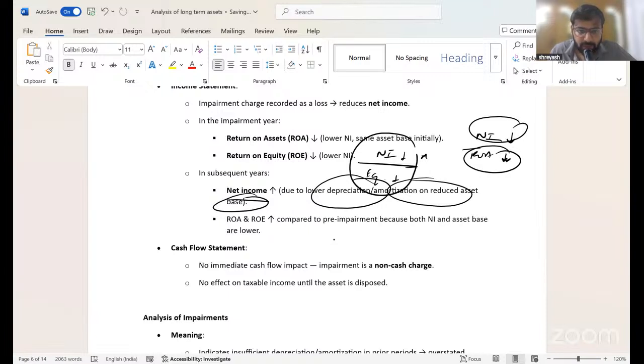And what happens to the cash flow statement? There is not going to be any immediate cash flow impact because impairment is a non-cash charge. If my asset's value goes from 100 to 90, that doesn't mean that I'm spending 10 rupees. No, sir, that doesn't mean that I'm spending 10. That just means that it's a non-cash charge. There is no expense that's happening. It's just the loss in the value of the asset. Right, and there is no effect on taxable income as well until the asset is disposed.